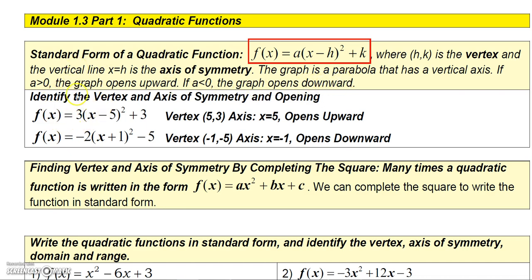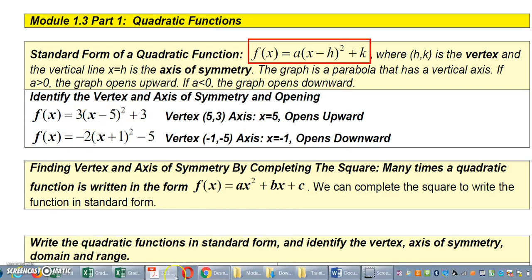We'll start with this first one. f of x equals 3 times x minus 5 quantity squared plus 3. So if I were to graph this function, whatever is subtracted from x is the h value of the vertex, so that would be 5. And whatever's added out here would be the y value of the vertex, and that's going to be 3. And then the vertical line x equal 5 from right here is the axis of symmetry. And again, since a is 3, I know this graph opens upward.